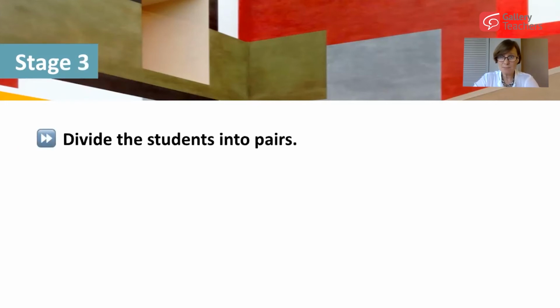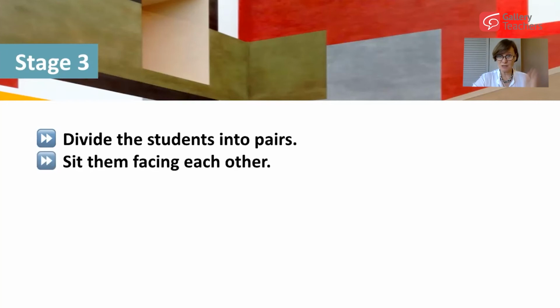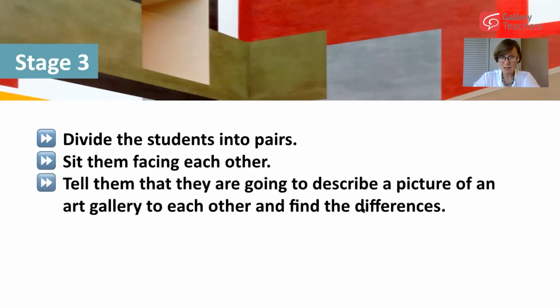Then the next stage, I divide the students into pairs A, B, A, B, A, B. And I can sit them facing each other. A's sit over here, B's sit over here, facing A's. Okay. Then, all right. So we are going to describe a picture of an art gallery to each other and find the differences.